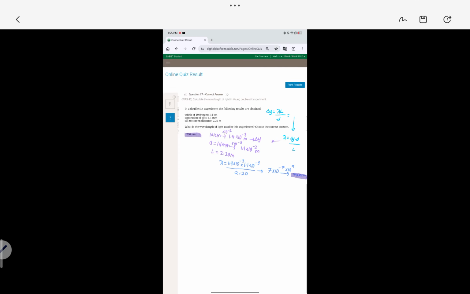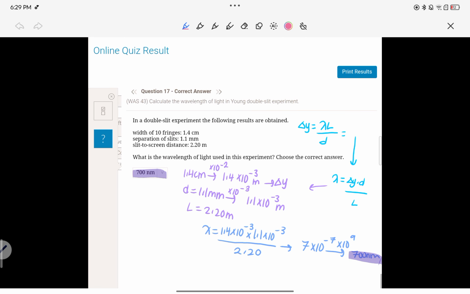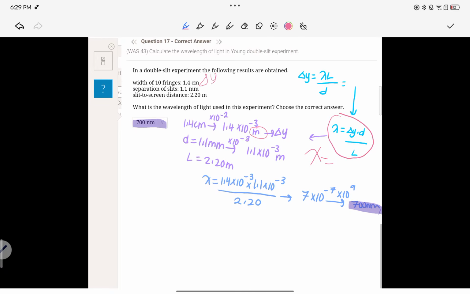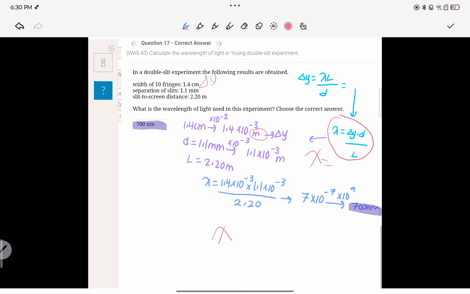Okay. Again, this formula. But here you're trying to find the wavelength. Now, this is the delta Y. Sorry, we make it meters. We make every single one of them meters. And then you solve for the wavelength. You put it in, and they said that they want it in nanometers. So, you multiply by 10 to the power of 9.